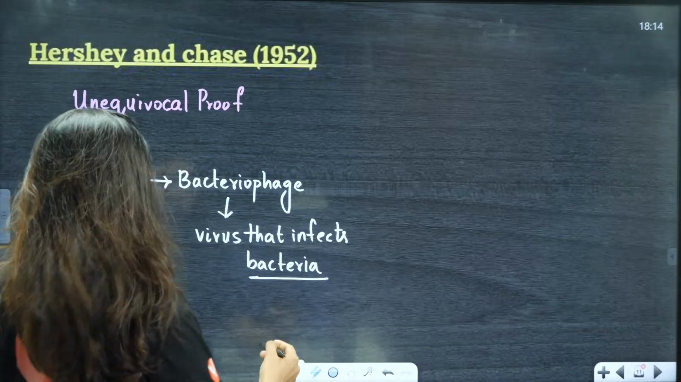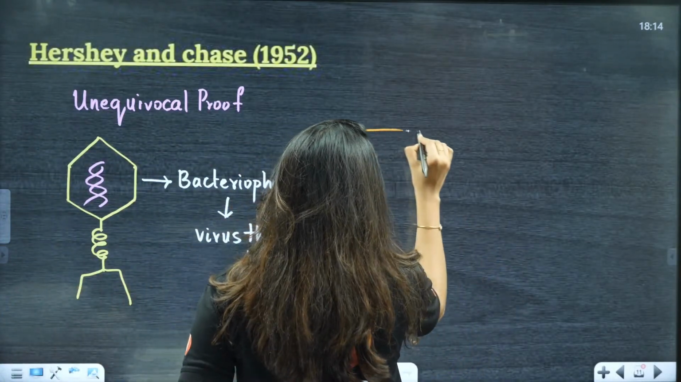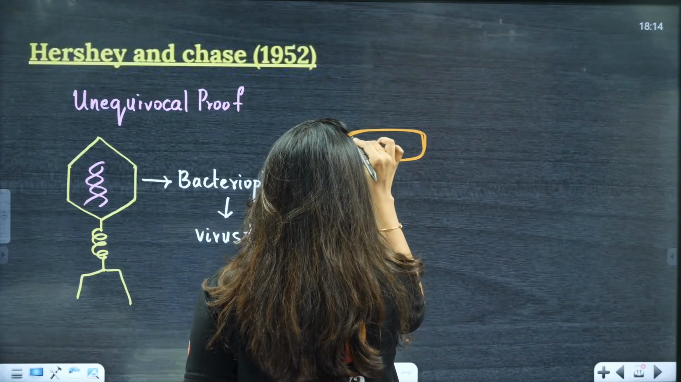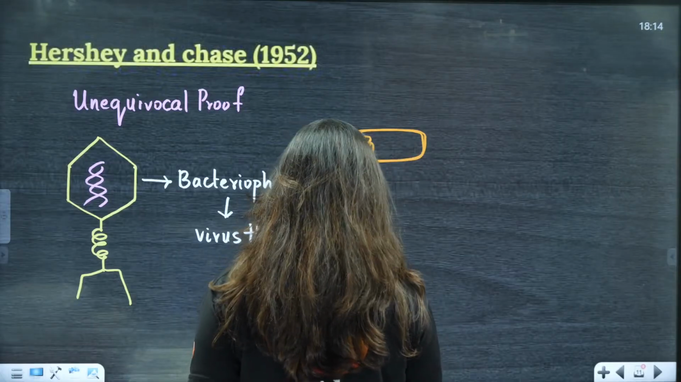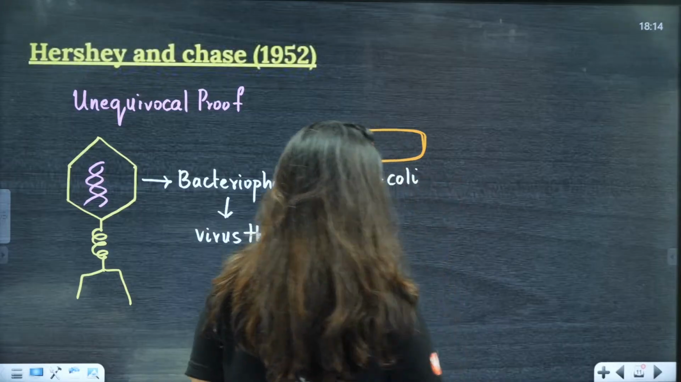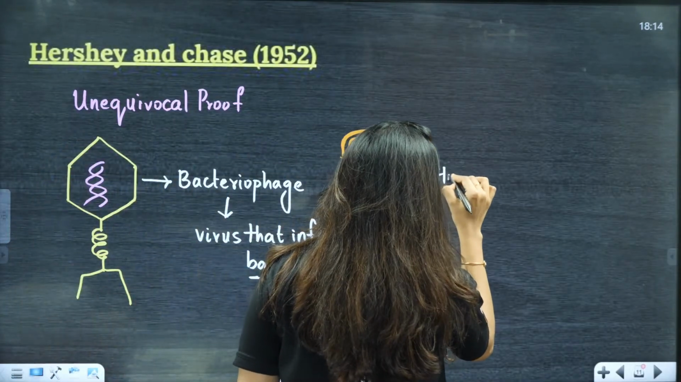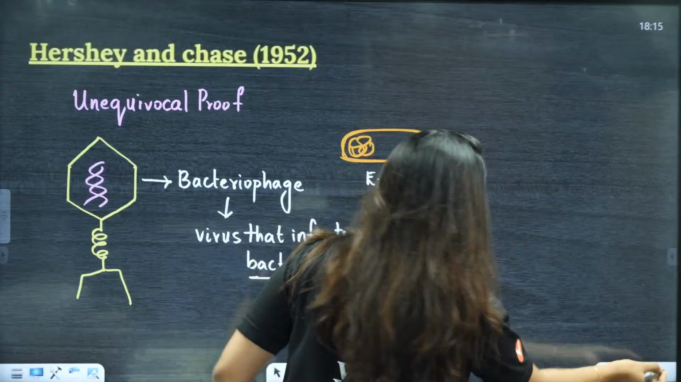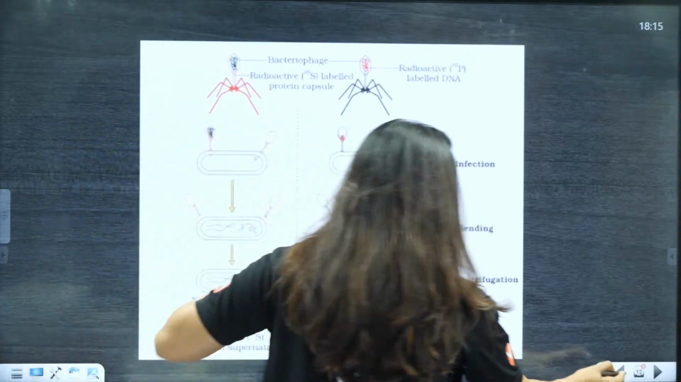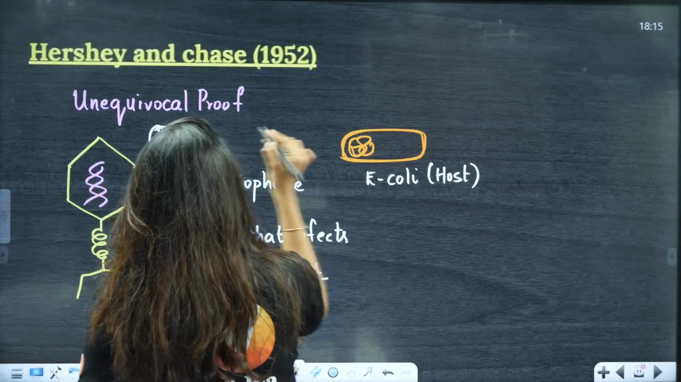Okay, one was the bacteriophage. The next thing that they used, students, was an E. coli cell. They used E. coli to infect. E. coli will act as the host. This is the same diagram I am showing you, but I am drawing it here. So this was the first material setup, and this was the second setup.